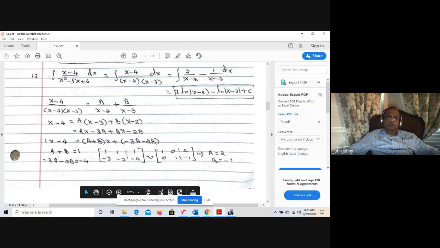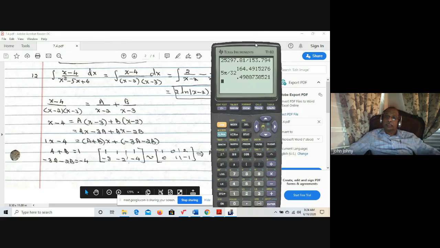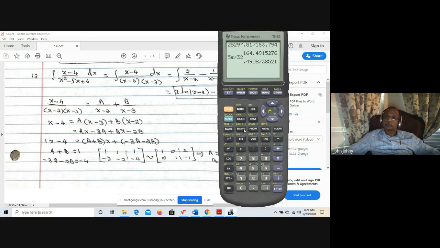A plus B is equal to 1. So 1A plus 1B is equal to 1: 1, 1, 1. Minus 3A minus 2B is equal to negative 4: negative 3, negative 2, negative 4. You enter those numbers in the calculator. That is, go to matrix, edit, matrix A. It is 2 by 3, 2 rows and 3 columns.